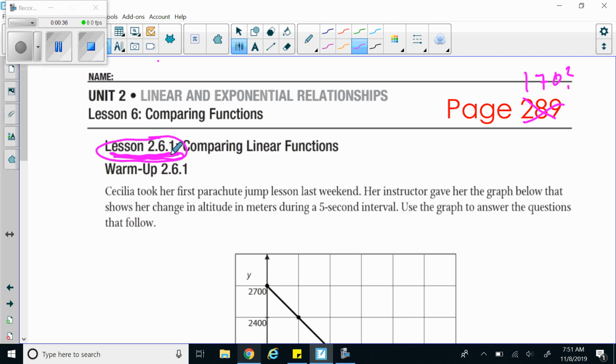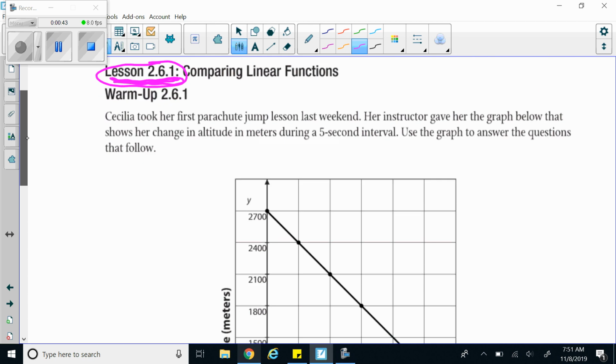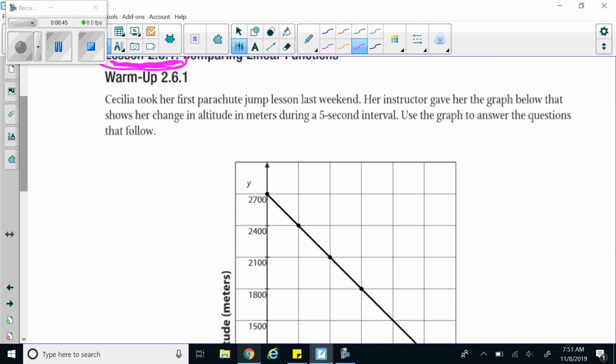The third and the fourth example. Okay, so what I'd like you to do right now is go through this warm-up, and I want you to just try to identify what the change in altitude or her rate of change in her altitude during a 5-second interval would be.